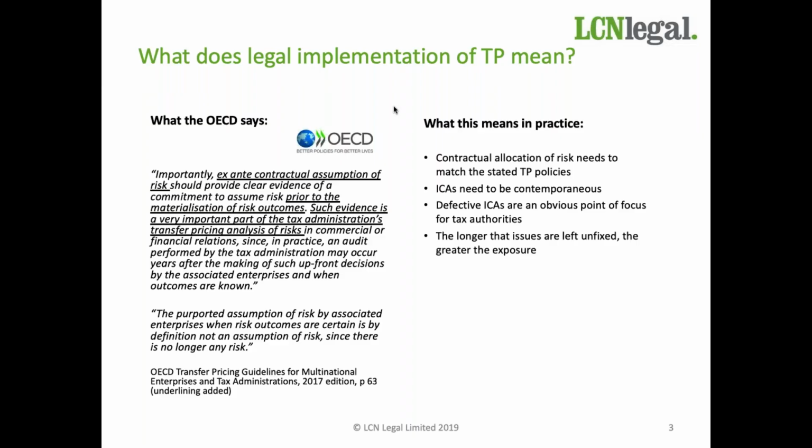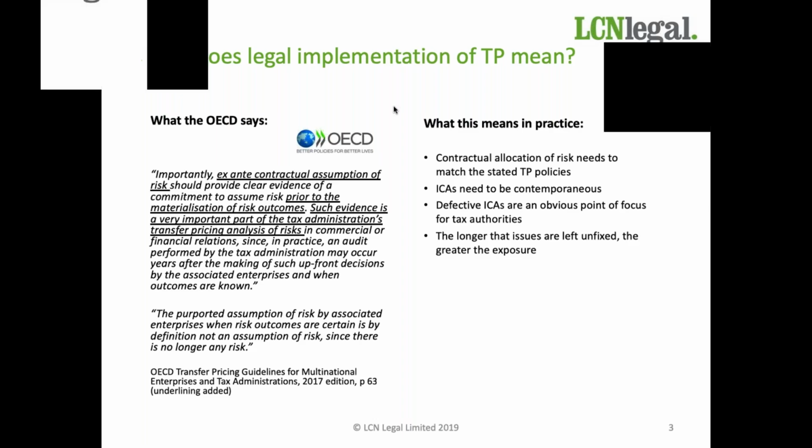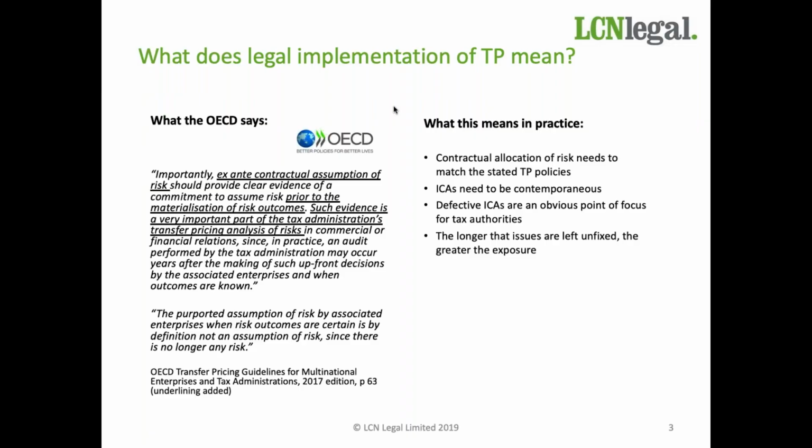And really this is a statement of the obvious again. So just as you can't bet on a horse race after the winner has been announced, so you can't contractually allocate risk after the event. And this has a number of really important implications as regards legal implementation of transfer pricing. And we could spend a whole webinar or a whole day just talking about this, but we've summarized it on the right-hand side. So what it means is, number one, the contractual allocation of risk as reflected in intercompany agreements needs to match the stated transfer pricing policies, because clearly if it doesn't, then there's a potential problem.